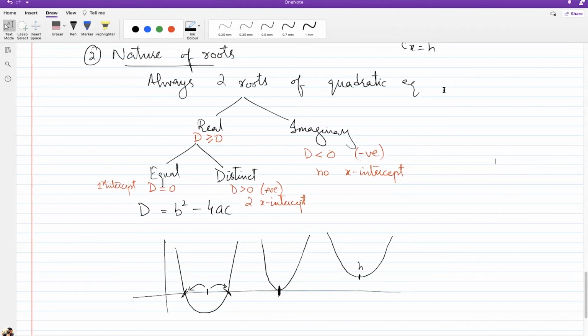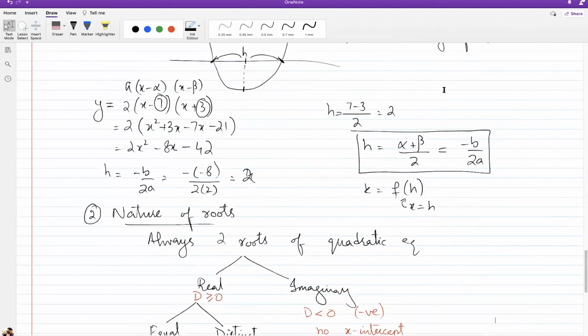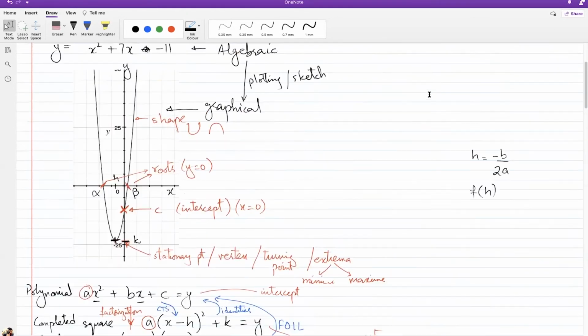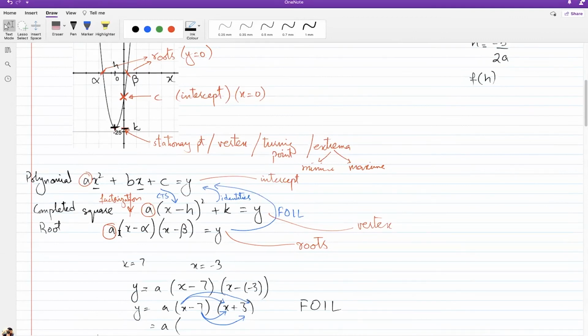Okay, so this is all you need to know about quadratic equations for arithmetics. You need to know that quadratic equations come in three different forms. The forms are polynomial, completed square, and root. Each form has its own advantage when it comes to graph. Polynomial gives us the intercept, completed square gives us the vertex, roots give us the root. And then we can use these roots to find completed square.